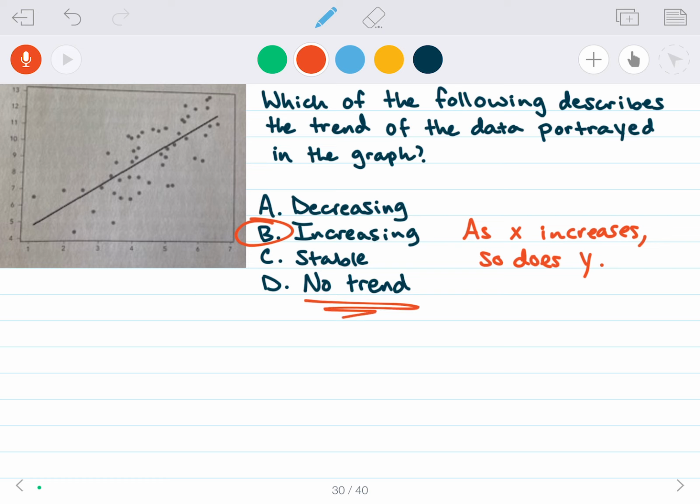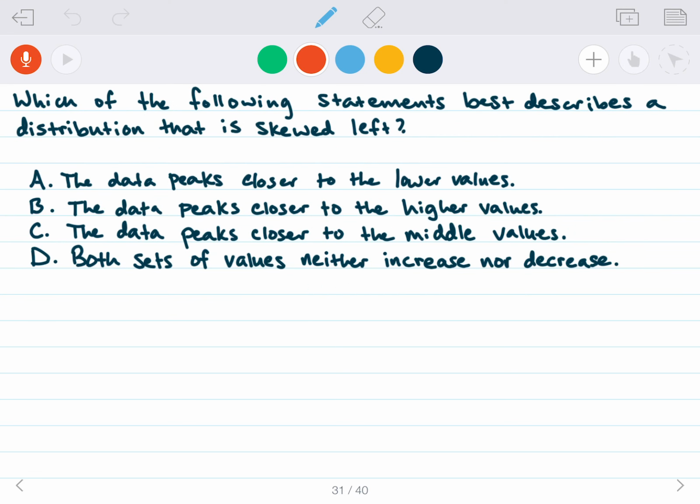No trend? Okay, so that's not going to be it, because these data points are clustered pretty close to the line. If they were a lot farther away, I would say no trend, but since they're pretty close, I would say that this is an increasing set of data. Okay, let's look at this one.